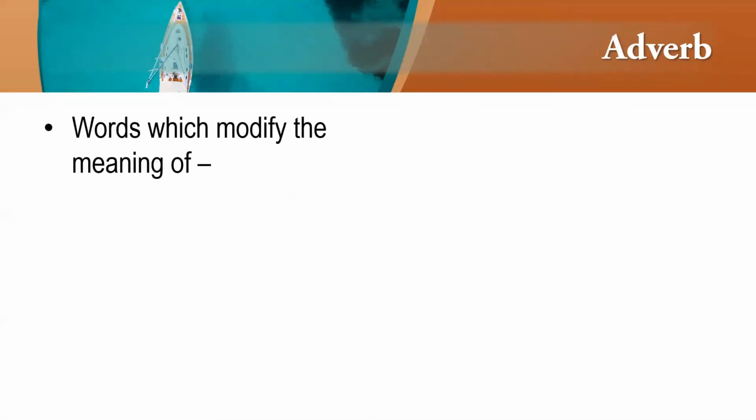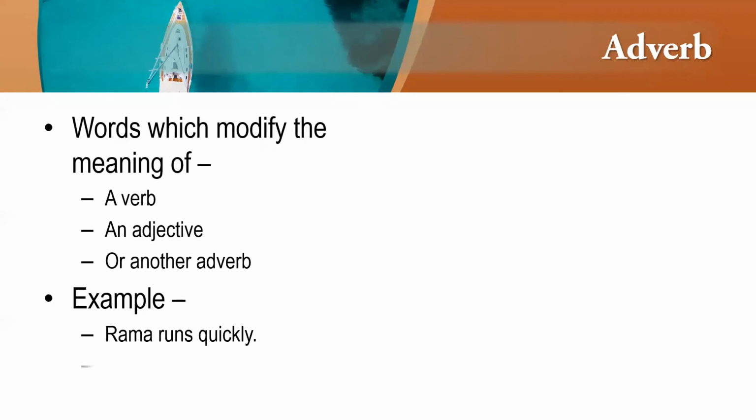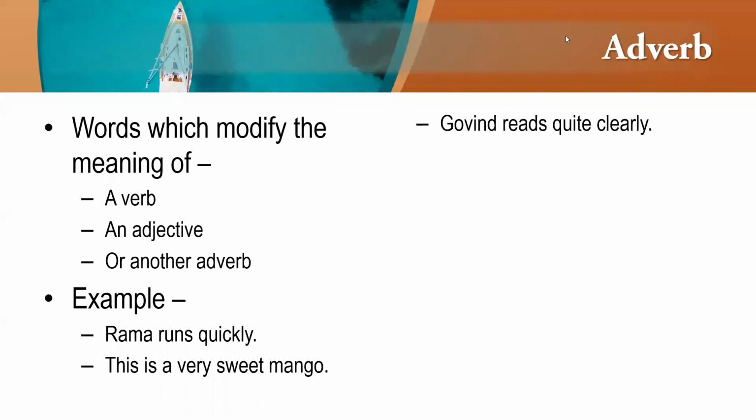So, adverbs, take a very good look. Words which modify the meaning of a verb, an adjective, or another adverb. In the first sentence, Rama runs quickly. The adverb quickly modifies what? The verb runs. In the second statement, very modifies the adjective sweet. And in the third one, quite clearly. So quite modifies what? Clearly. So look over here. Clearly modifies reads and quite modifies clearly.